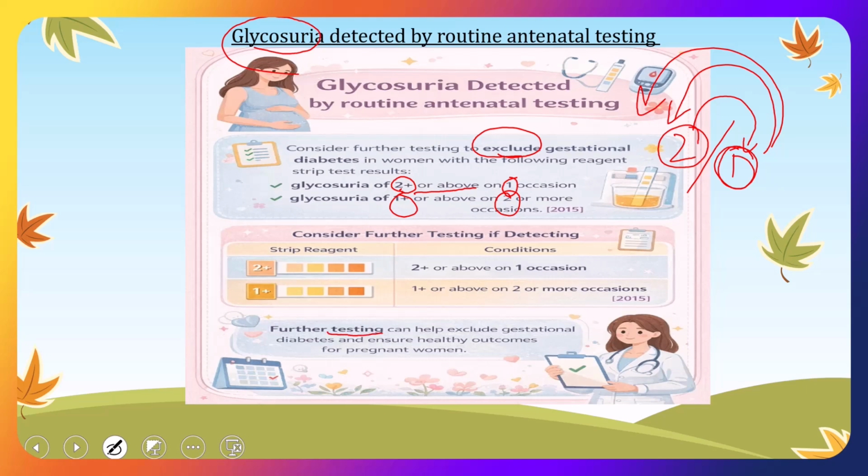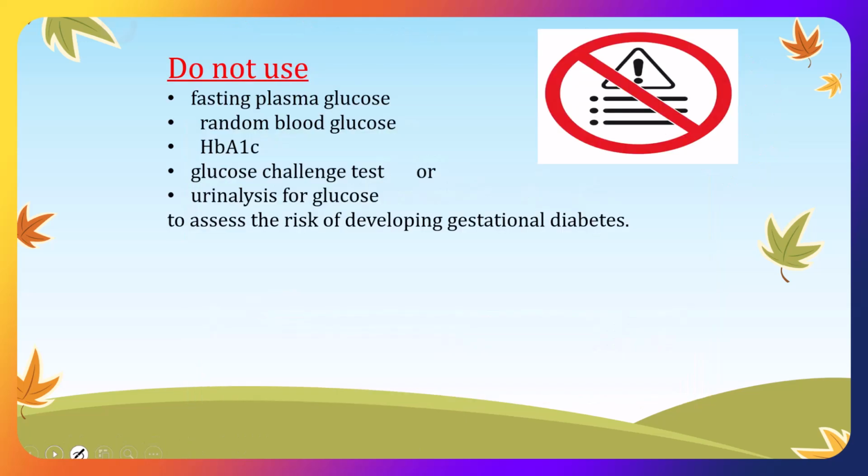So further testing can help to exclude gestational diabetes and thus reassure a healthy outcome for pregnant women. So with the help of this diagram, you can easily learn the interpretation.